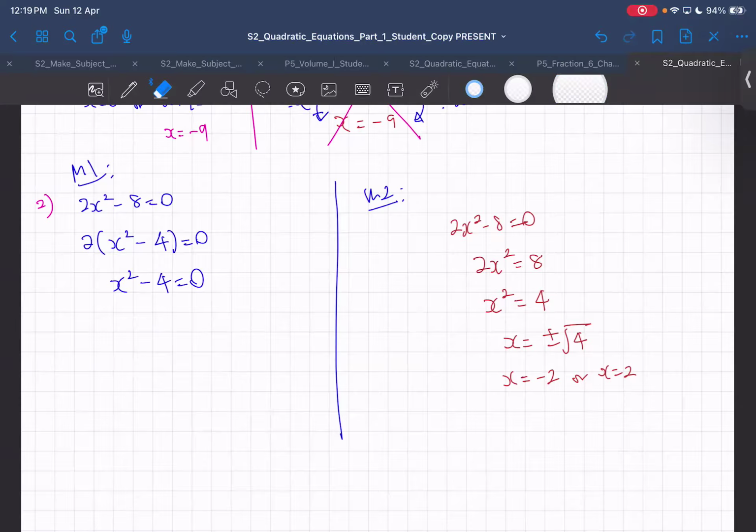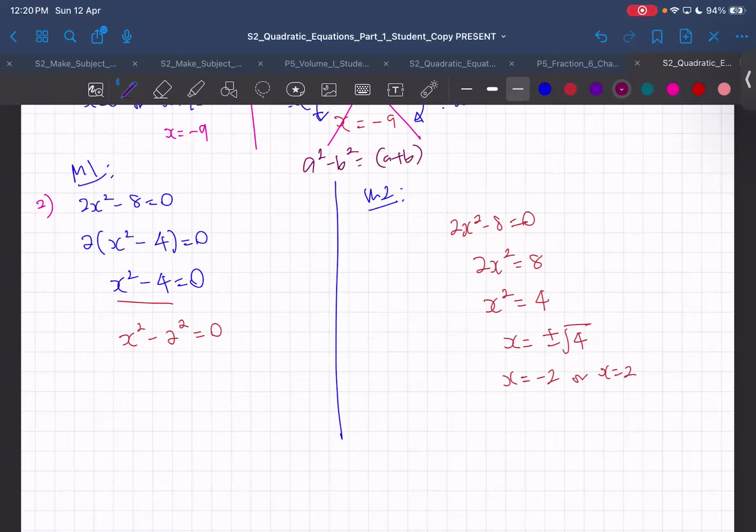Which one? 1, 2, or 3? This one. Correct? A squared minus B squared. See? So remember or not, A squared minus B squared is A plus B, A minus B. Okay, remember, this is your third special identities. So over here it becomes x plus 2, x minus 2 equals to 0. So again, x plus 2 equals to 0 or x minus 2 equals to 0.